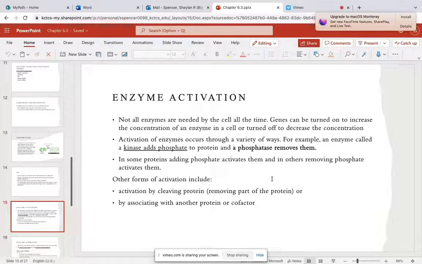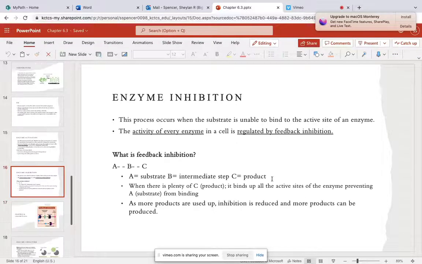Other ways of enzyme activation is by associating with another protein or cofactor, and we will explain what cofactors are here in a minute. So, what's important on this slide, I would say, is knowing that kinases or phosphatases can activate enzymes, knowing that cleavage or cleaving a protein, and also associating with a cofactor, all those are three different ways that enzymes can become activated.